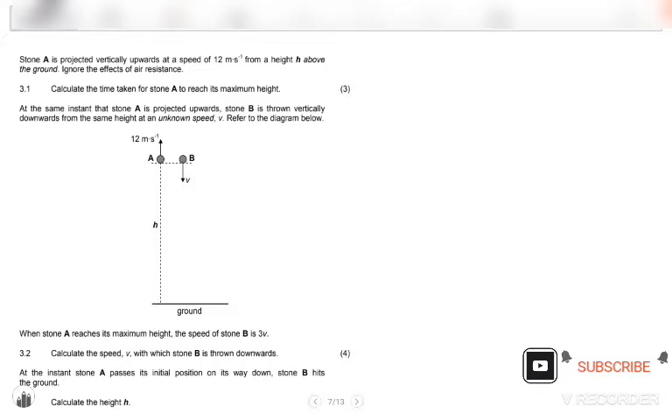Okay, so here we have this one. It says a stone A is projected vertically upwards at a speed of 12 meters per second from a height h. So here you have your height, then you have a ball, and your ball is projected upwards above the ground. Ignore the effect of air resistance. So all of these things are going to be free fall. If you don't know what free fall is, you can watch my videos where I explain free fall.